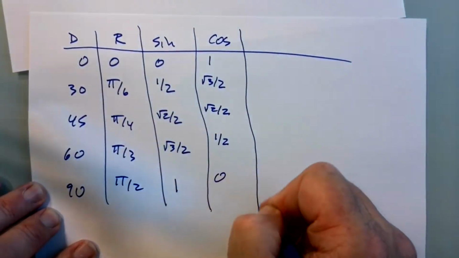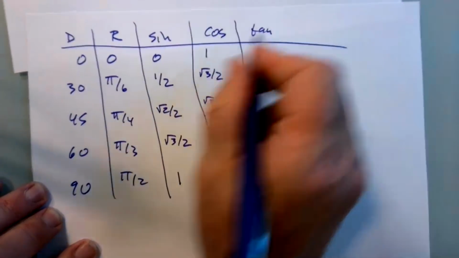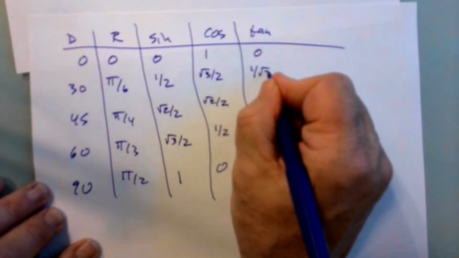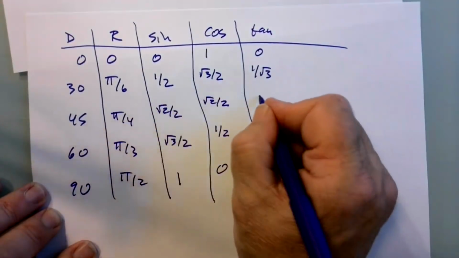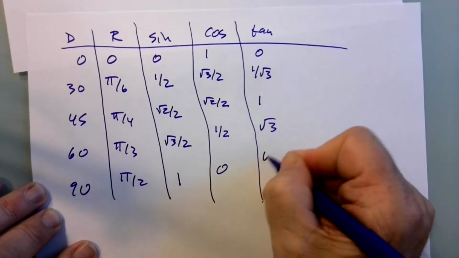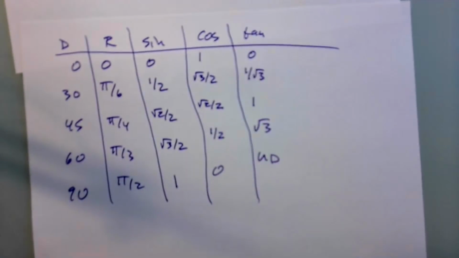And then we finish this up with tangent. Of course, tangent is sine divided by cosine. 0 divided by 1 is 0. This divided by this is 1 over root 3. This divided by this, they're the same, is 1. This divided by this is root 3. 1 divided by 0 is undefined. So make sure you have that table to make this work as we're doing our problems.